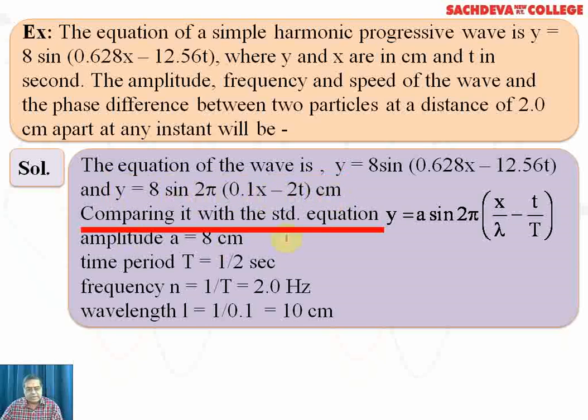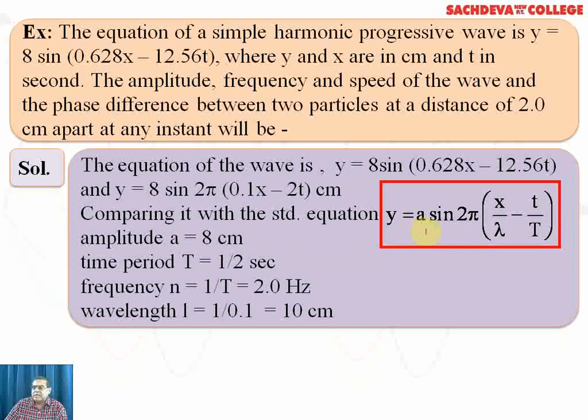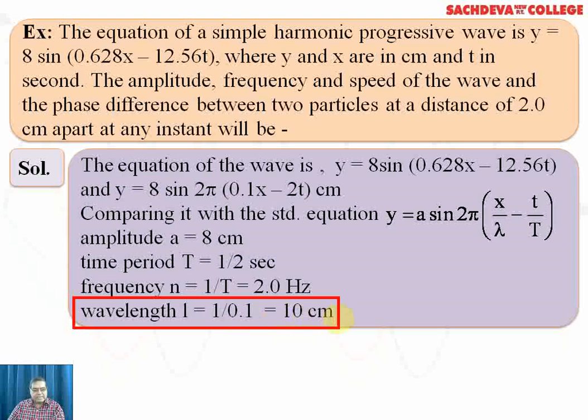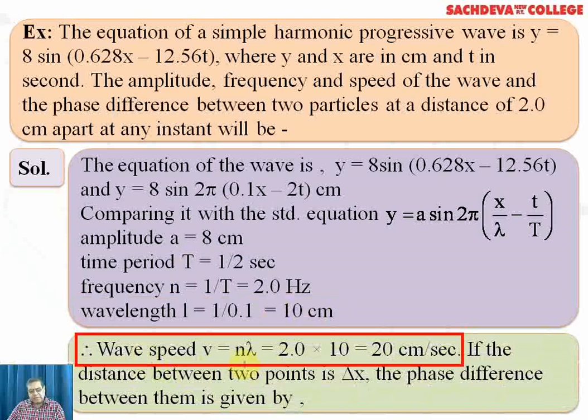Now compare it with the standard equation. The standard equation is y = a sin 2π(x/λ − t/T), and the negative sign in this equation indicates that the wave is propagating in the positive direction of the x-axis. That is, the wave is coming from the negative side and moving towards the positive side. We compare and get these values. The frequency is 2 hertz, and the wavelength is 1 over 0.1, that is 10 centimeters. So the wave speed is nλ, and putting in the values we get 20 centimeters per second.